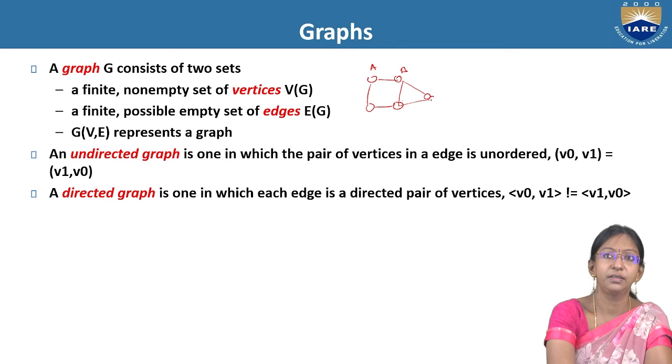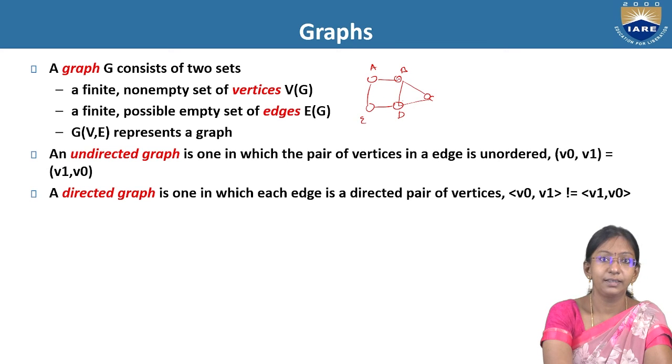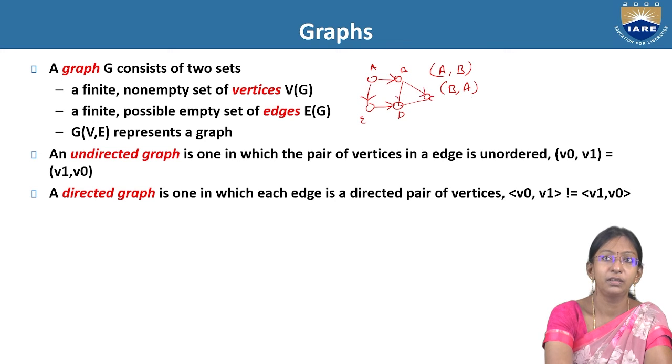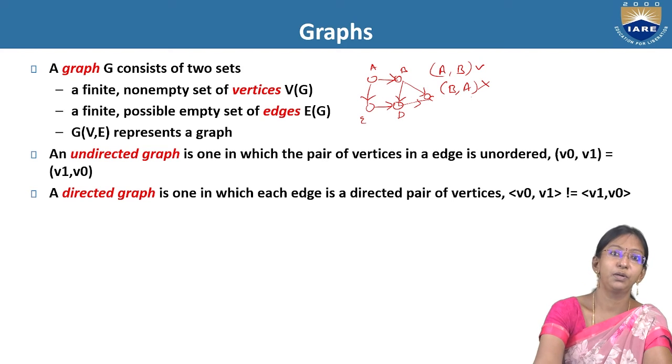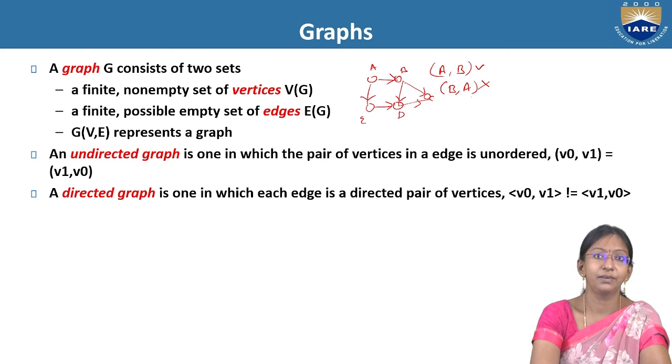If A, B, C, D, E are the vertices of this graph, it is an undirected graph. Why? Because if I claim that AB is an edge, then even I can say that BA is also an edge, right? So please do mention that. If I put arrows, right? Now it gets converted into a directed graph where I can clearly say that AB is an edge, whereas BA is not an edge of this graph, right?